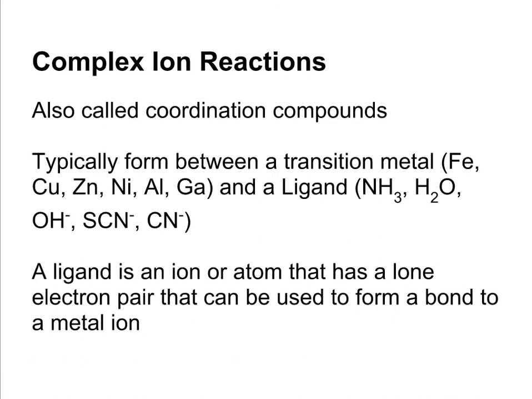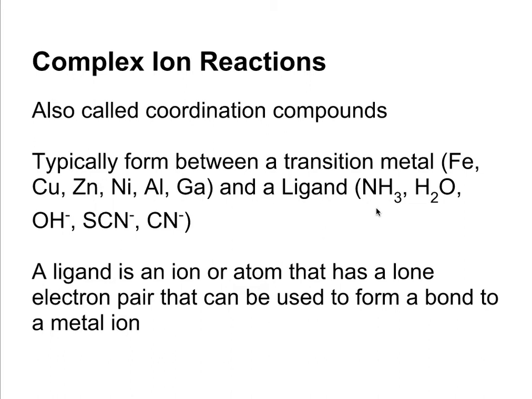Complex ion reactions, these are cool reactions to actually see happen. They form some really neat colored solutions. These are also called coordination compounds. Complex ion reactions typically take place between a transition metal and what's called a ligand. And here are some examples of common ligands: ammonia, water, hydroxide, thiocyanate, and cyanide.